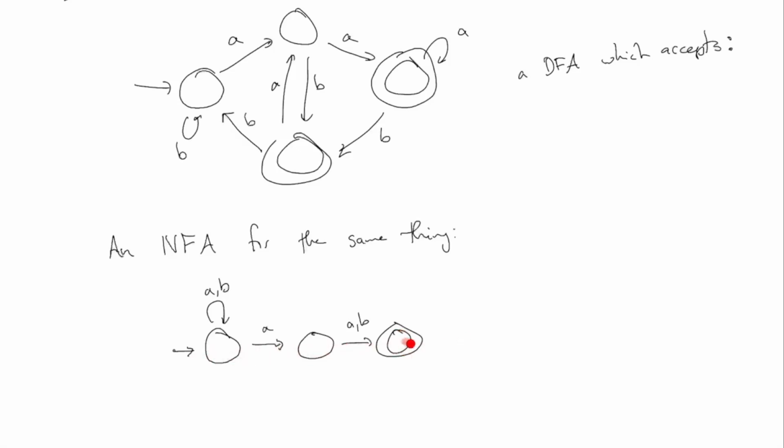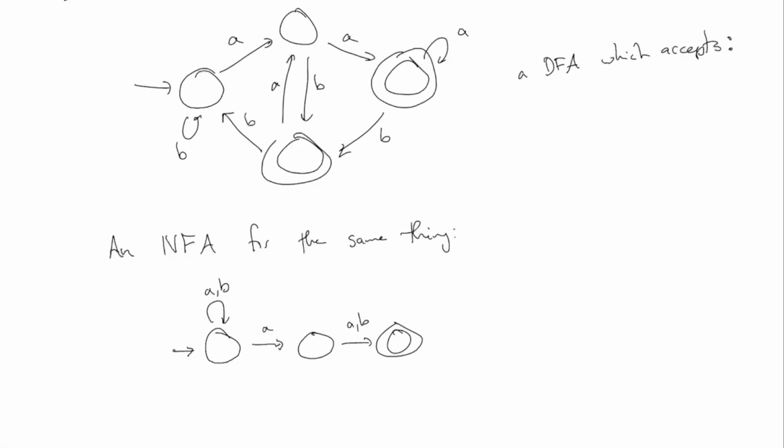What does it take to get here? You can do whatever you like, and then you got to do an A, and then one more thing. Anyone explain in words what kind of strings are those? They have some stuff, then an A, then one more thing. Yeah. A string that ends in either AA or AB. A string that either ends in AA or AB.